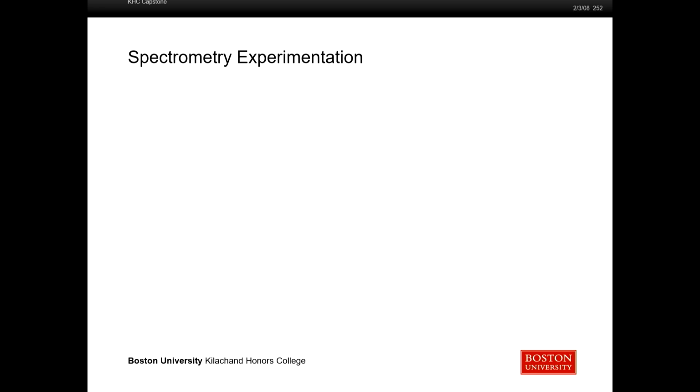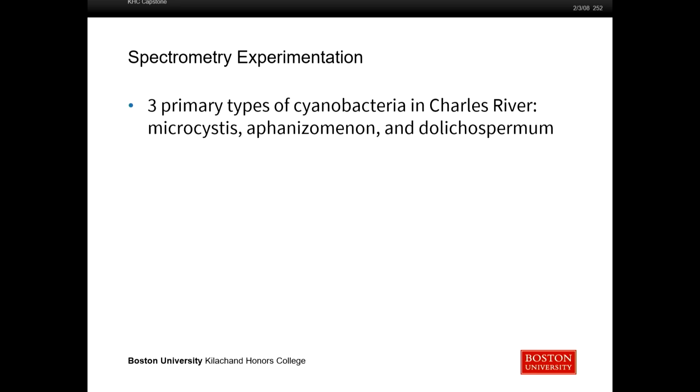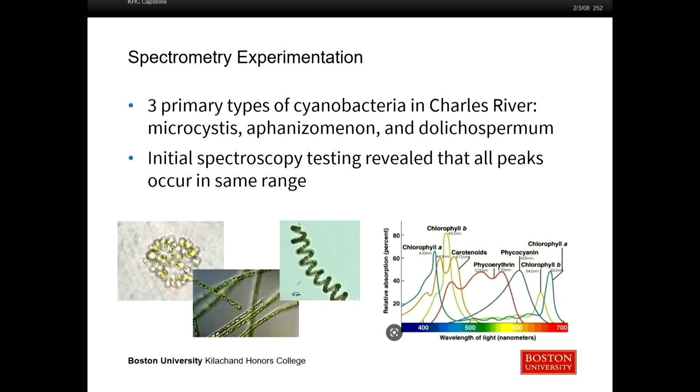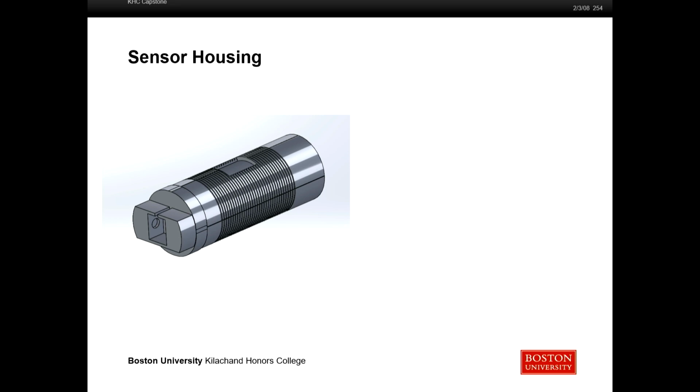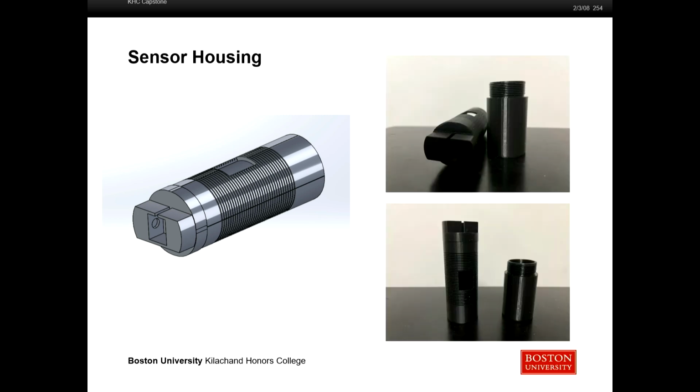To begin, I'll go through this relatively quickly, but this is just an overview of some of our initial spectrometry experimentation. I'm happy to talk about this later, but for the sake of time, I'm just going to keep going. This is a picture of some of our electronics. On the left, we see the sensor itself being tested, and on the right is our LCD screen. For the sensor housing, this is a computer-aided design model of what we wanted it to look like, and we were able to create it using 3D printing into these two right here.